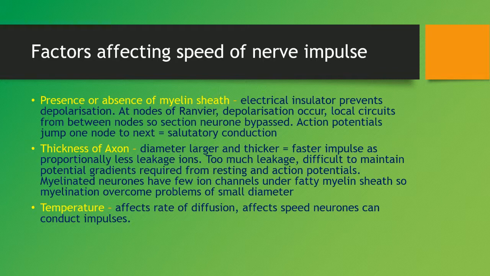You also have the thickness of the axon, which is whenever the diameter is larger and thicker, therefore it will have a faster impulse as there's proportionally less leakage of ions. If there's too much leakage, then it's difficult to maintain potential gradients which are required for the resting and action potentials. Myelinated neurons also have fewer ion channels under the fatty myelin sheath, and so myelination can overcome problems of a small diameter. Furthermore, temperature will affect the rate of diffusion as it affects the speed neurons can conduct impulses.